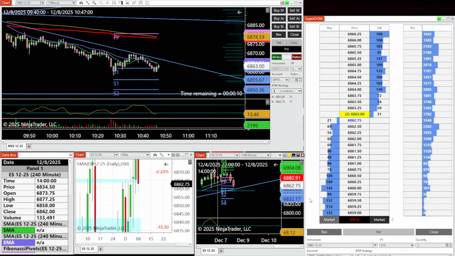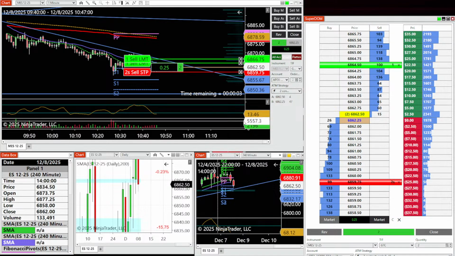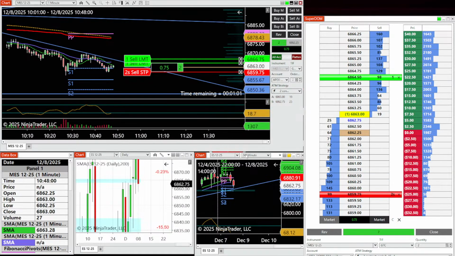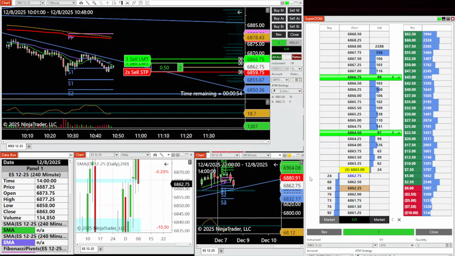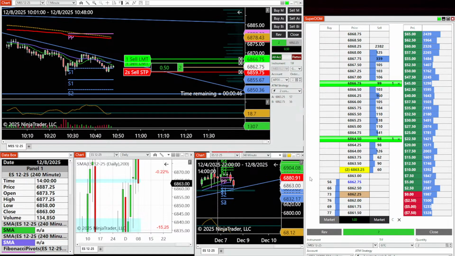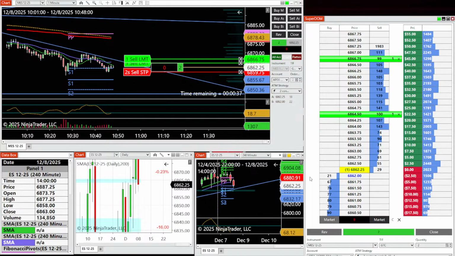$62, 63, 62.25. I'm gonna see if I can get 62.25. Took it pretty easy. See if we get a bounce. Still back at that 66. Still got some ways to go. Nope, don't look like it's getting a bounce just yet.